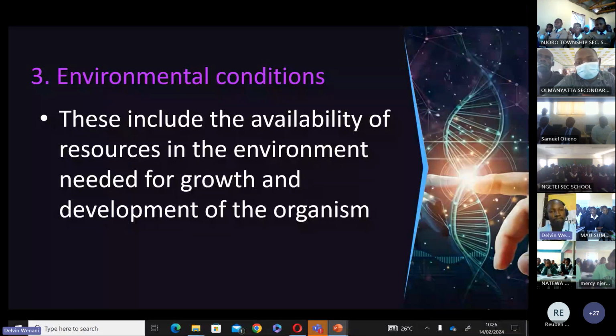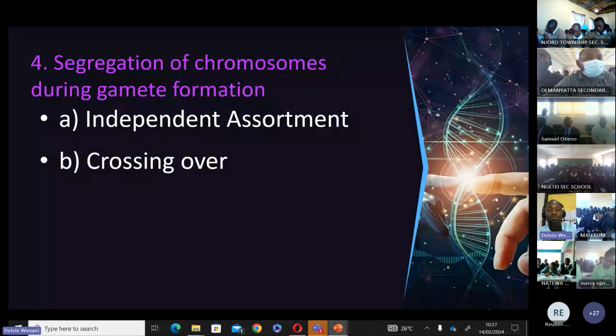Number four is segregation of chromosomes during gamete formation. Here I'll talk about two things during segregation of chromosomes. There's one which is known as independent assortment, and the other one is crossing over, and how each one of them affects variation. So I'll start by looking at the first one, independent assortment.